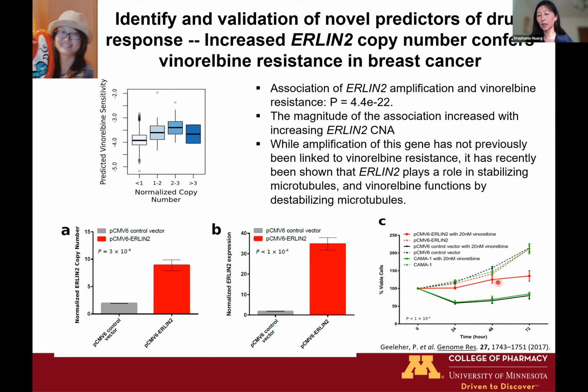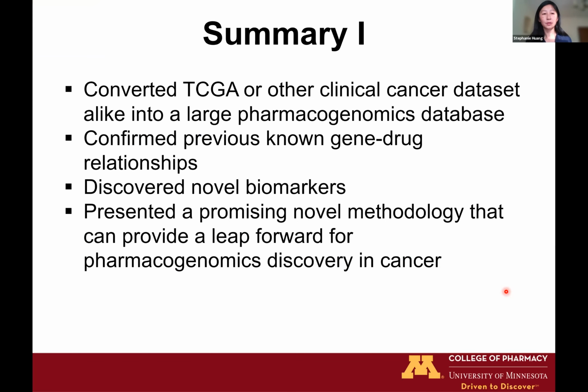You can see there's a clear increase in resistance to vinorelbine in the presence of overexpression of the ERLIN2 gene. So this is an experimental validation of the biomarker we discovered. To summarize this part, we can convert TCGA or many other clinical cancer data sets alike into large pharmacogenomic data sets. We have confirmed some previously known gene-drug relationships. We also discovered many new biomarkers.